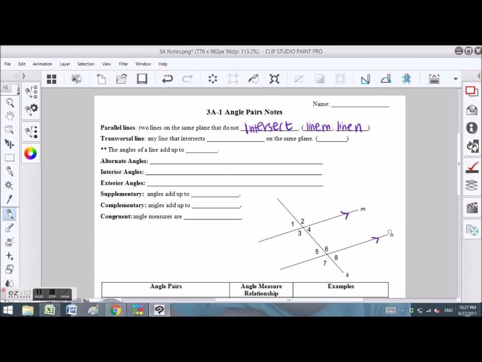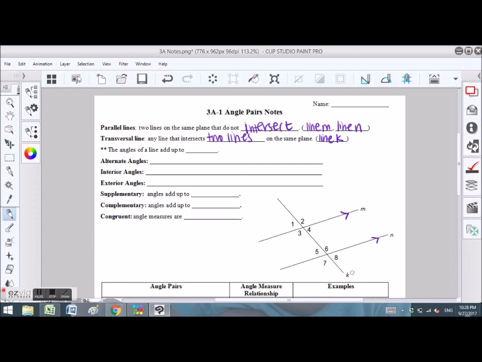But a transversal line is any line that intersects two lines. So in this case, it would be line K. So line K crosses two lines, M and N, and we call this a transversal.